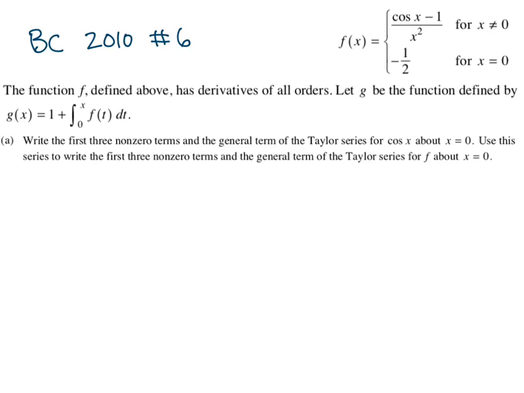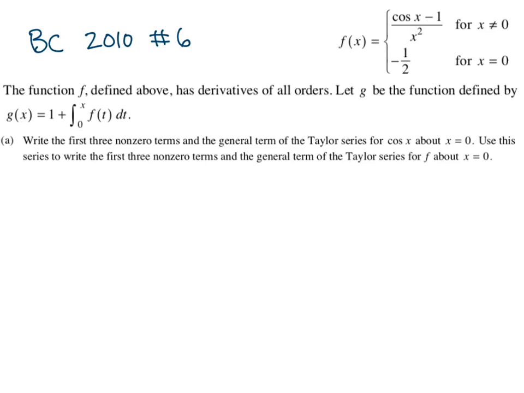So they give me a function. G is defined as 1 plus the integral from 0 to x, f of t dt. And part A, they want us to write the first three non-zero terms and the general term for the Taylor series for cosine about x equals 0. Use this information to write the first three non-zero terms and the general term for the Taylor series for f, so for that piecewise function about x equals 0. So it is technically Maclaurin because it's around 0, but Taylor covers all of it.